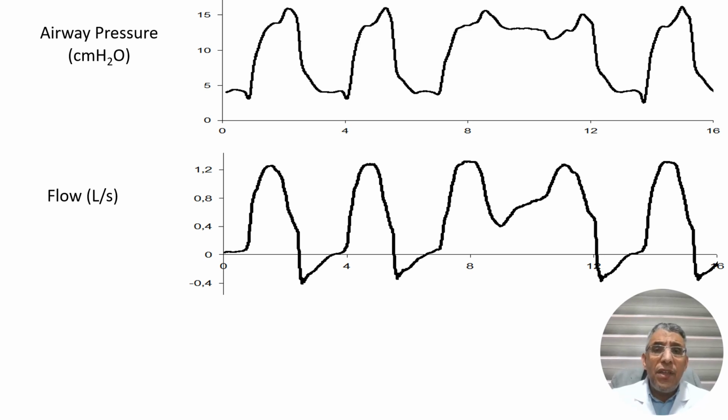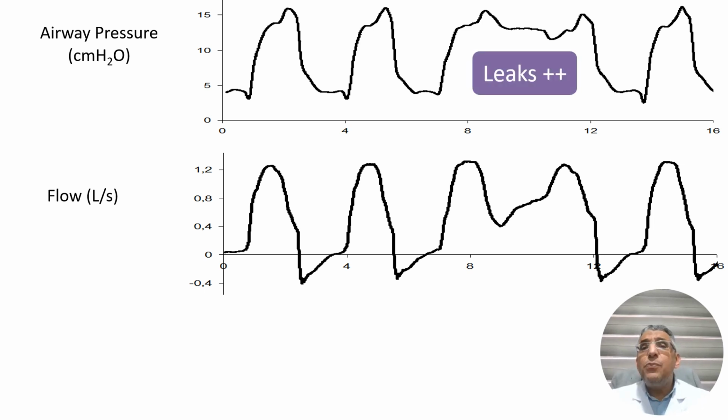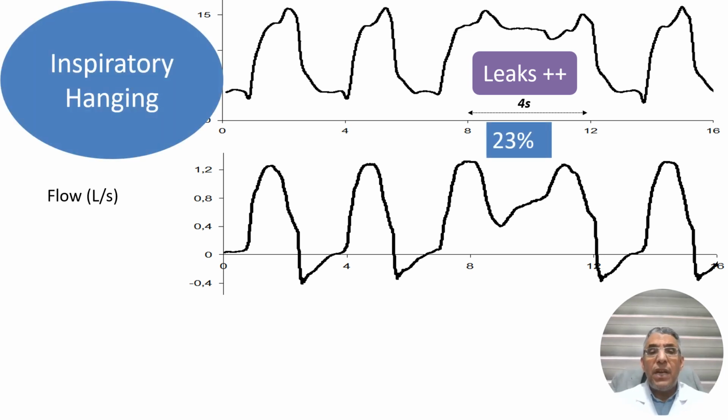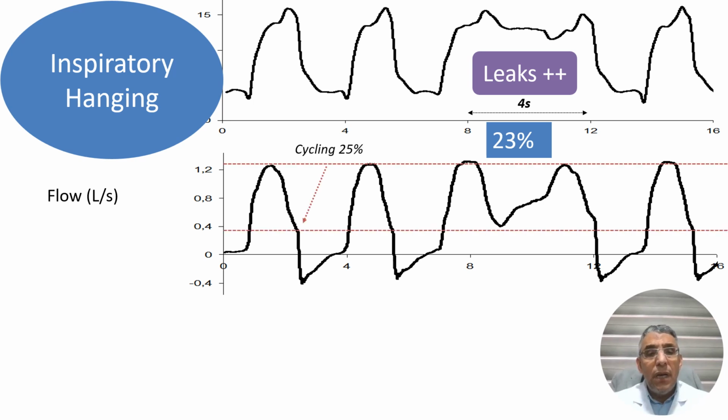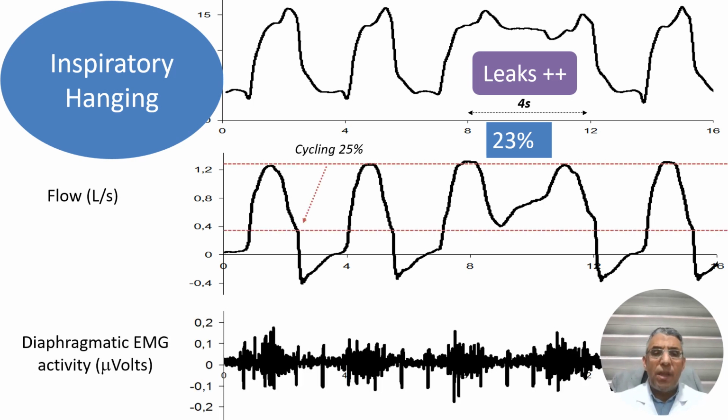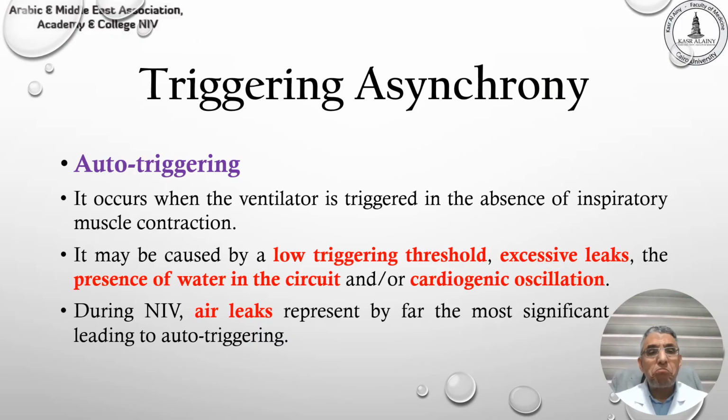But here there is something astonishing: the patient has inspiratory hanging. The airway pressure does not decrease. The peak flow rate does not decrease to the cycling level. This is due to leak. This is what is known as inspiratory hanging. It will lead to increased inspiratory time, more than 4 seconds. And this is inspiratory hanging due to excessive leak. I have to change the parameter, as we will say later on.